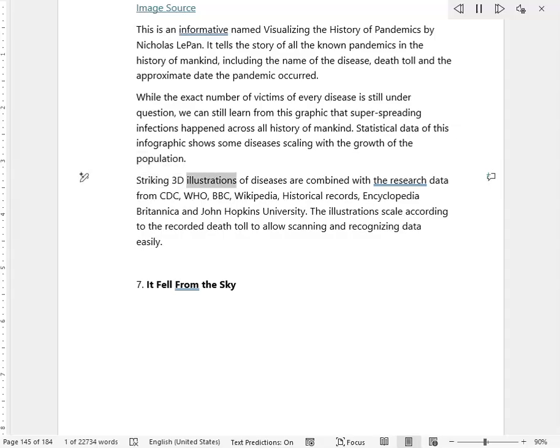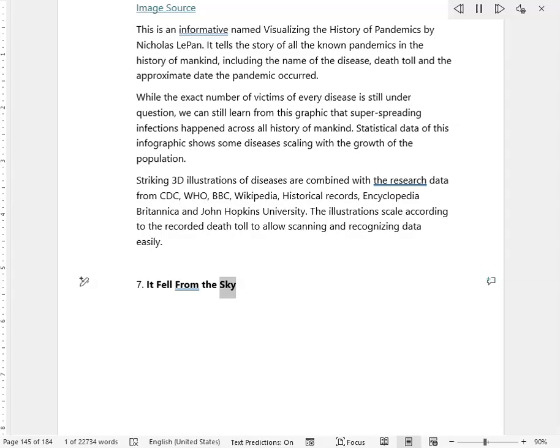Striking 3D illustrations of diseases are combined with the research data from CDC, WHO, BBC, Wikipedia, historical records, Encyclopedia Britannica, and Johns Hopkins University. The illustrations scale according to the recorded death toll to allow scanning and recognizing data easily.